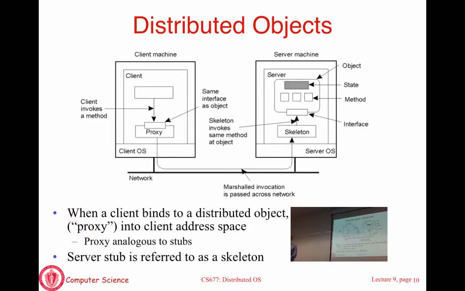Same is true here, except that the client stub is referred to as a proxy, and the server stub is referred to as a skeleton. Now what this is also showing is your server. That square box there is actually an object. The object has some state, which may be some variables that the object keeps, and then there are methods, which are these tinier boxes in there. All those methods can be called from another machine.